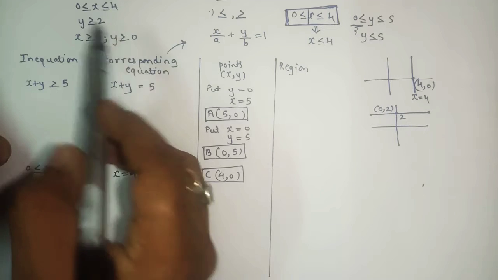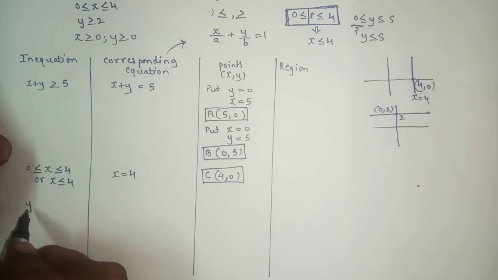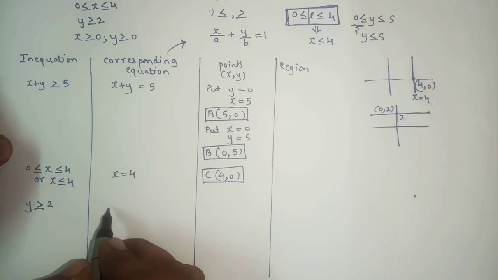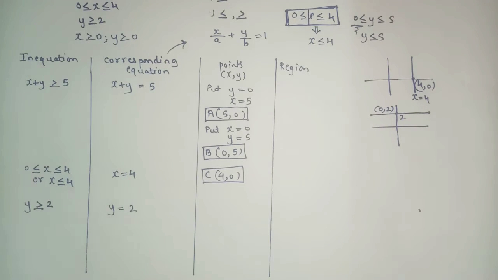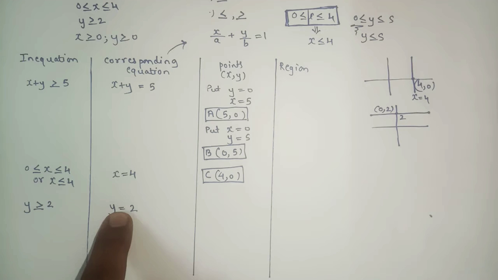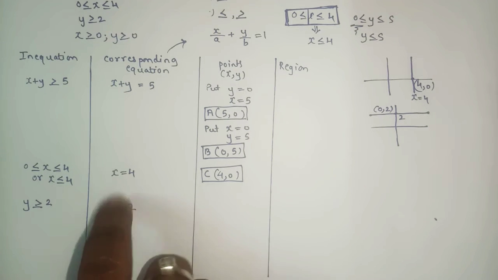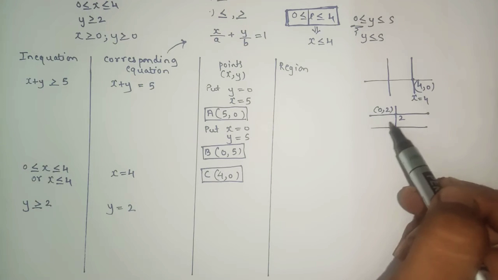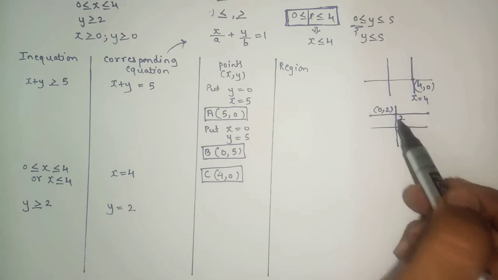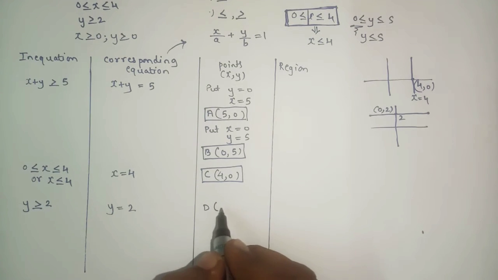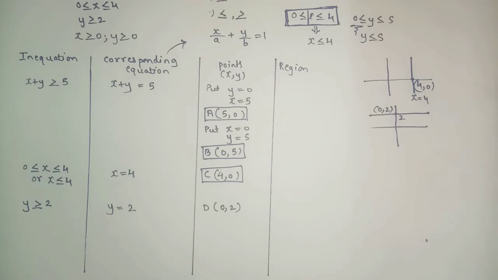What is the next? y greater than equal to 2. So the corresponding equation will be y equal to 2. As here we have y equal to 2, that is a linear equation in one variable. So the line will pass through y, but it will be parallel to x axis. So the point here, it will be what? 0 comma 2. So here we got the fourth point, that is D as 0 comma 2.